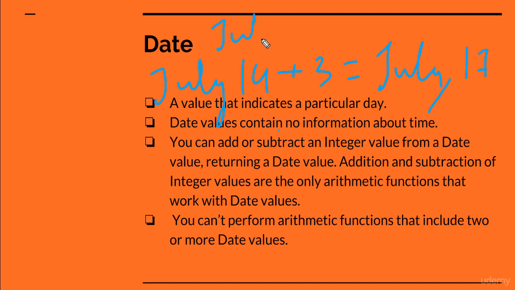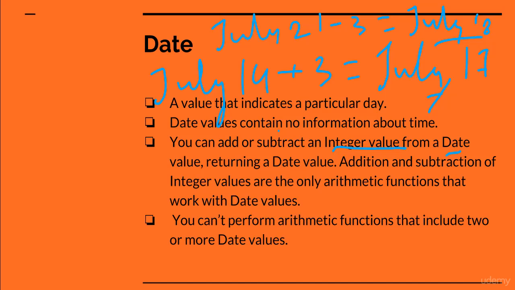Similarly, I can do July 21st minus 3 is equal to July 18. That is also correct because I can subtract or add an integer value from a date value, and the result will also be a date value. But you cannot perform an arithmetic operation on two date values.